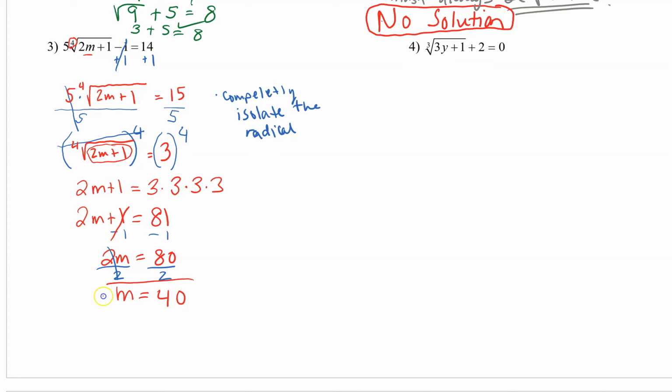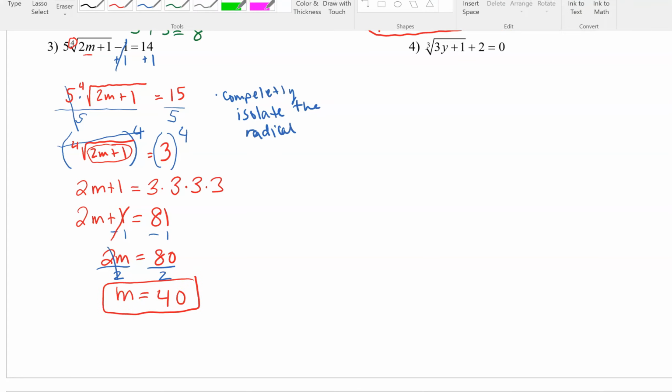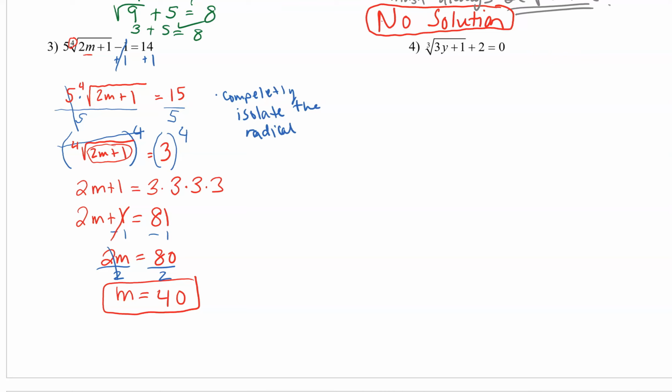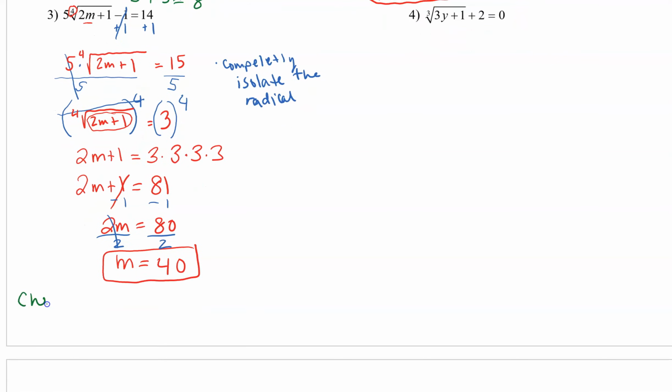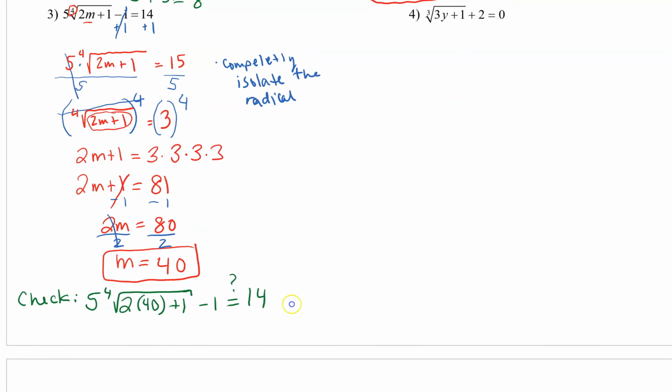And I'm pretty sure I'm right, but let's just check. It's not like we've got anywhere to be right now, so we have time to check our answers and make sure they're right by taking that 40 and plugging it back into m in the original equation. The original equation had 5 times the 4th root of 2 times m, in this case 40, plus 1, that was under the 4th root. And then I'm supposed to subtract 1, and that's supposed to equal 14 if I did this right. So let's find out.